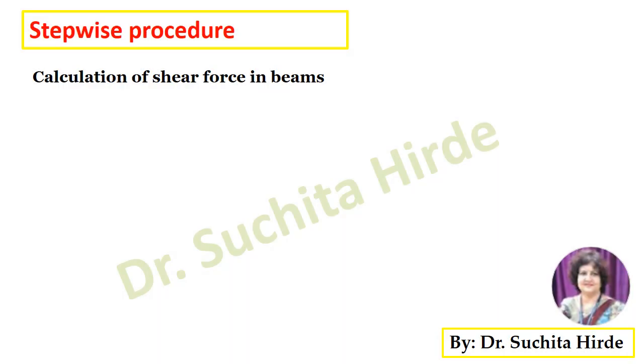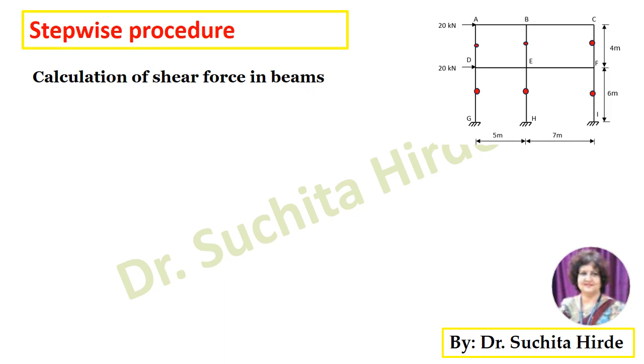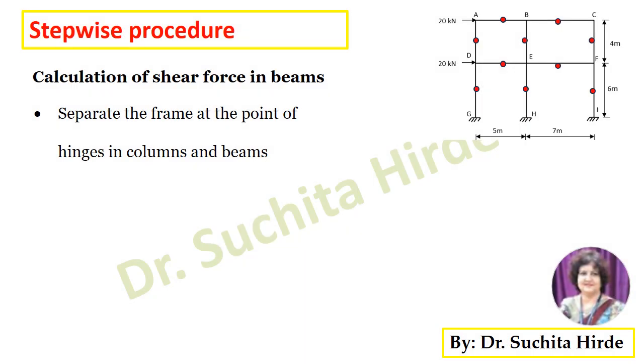After calculating axial forces in all the columns, the next step is calculation of shear forces in beams. For that, we have to consider the frame and, as per our assumption, consider the hinges at the center of each column and also at the center of each beam. Then separate the frame at the point of hinges in columns and beams. I will explain how to draw the free body diagram of this frame by separating it at the point of hinge.